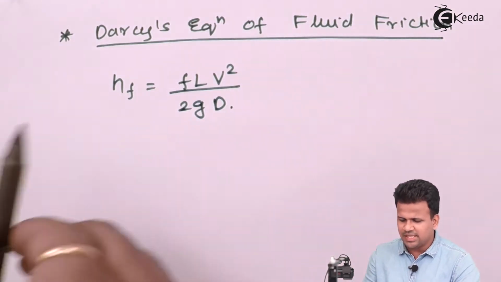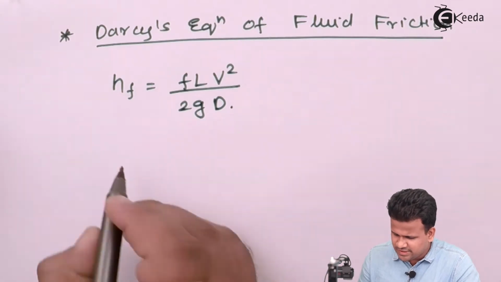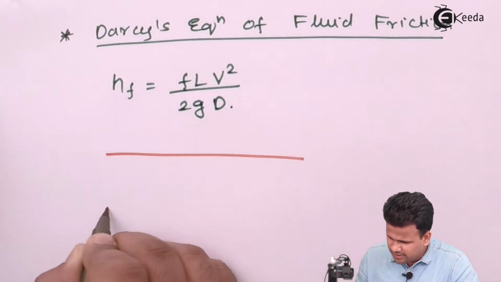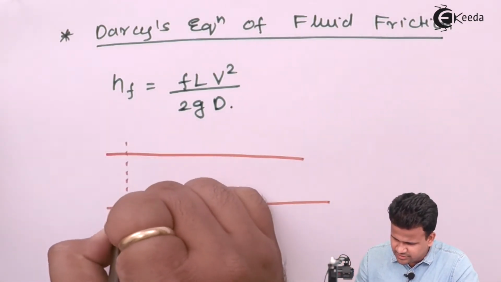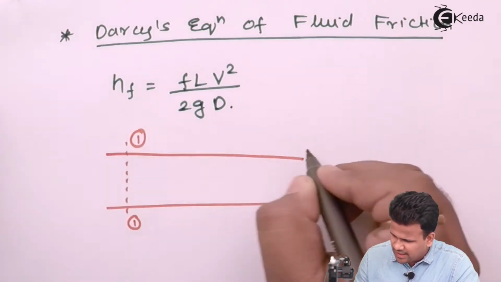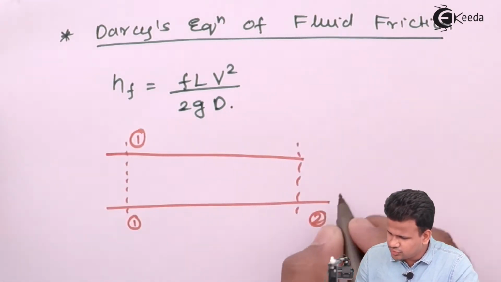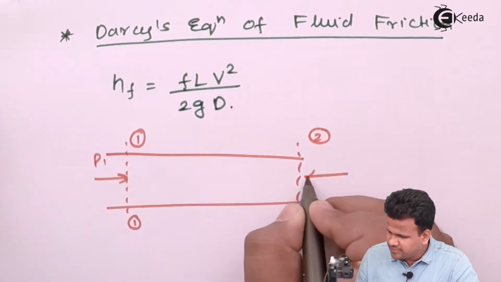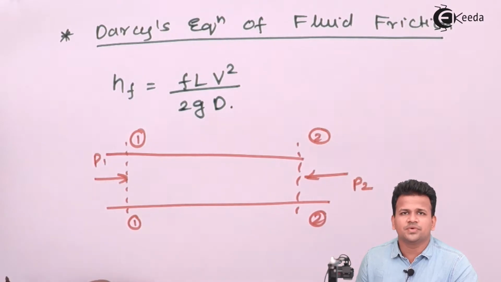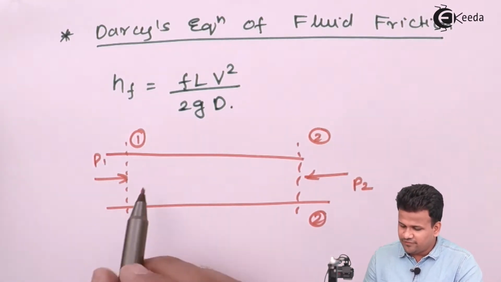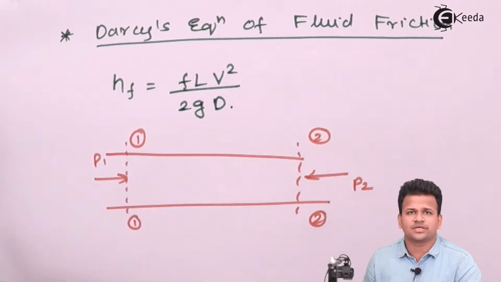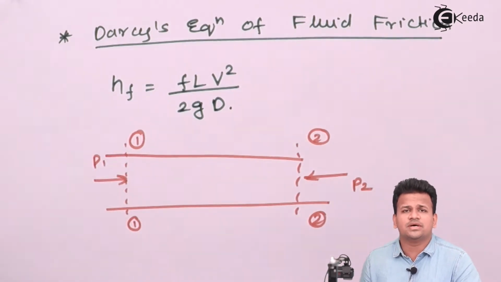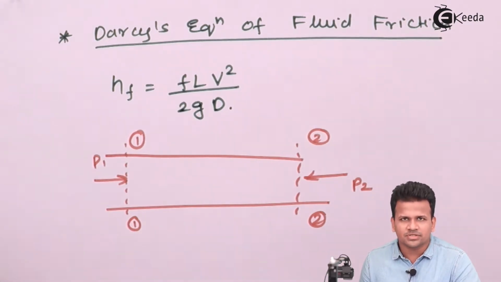Now, let us understand this equation first. To understand this, we'll demonstrate another pipe having a section 1 and section 2. The pressure over here is P1 and the pressure over here is P2. Now, during the flow of fluid from section 1 to section 2, it has to overcome some amount of frictional force. So there is some energy lost in overcoming the frictional force.